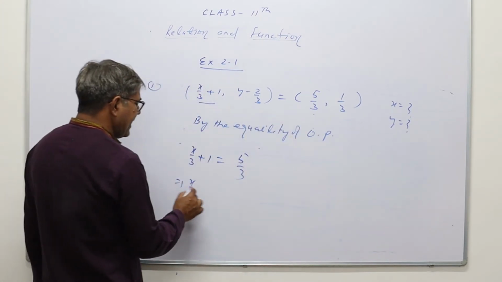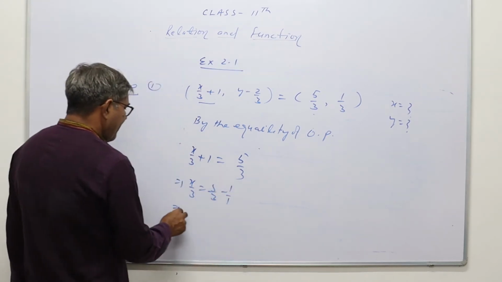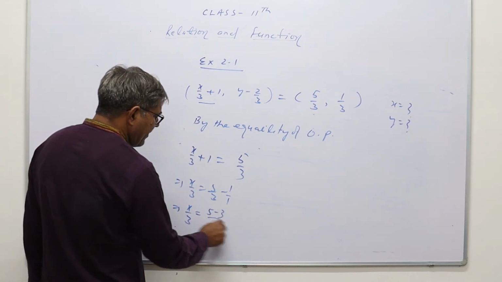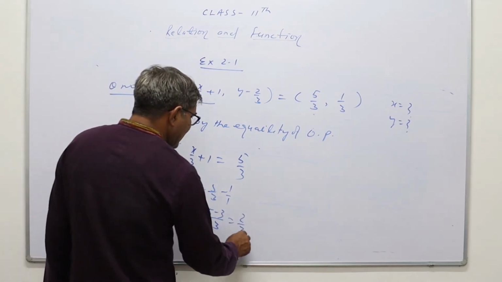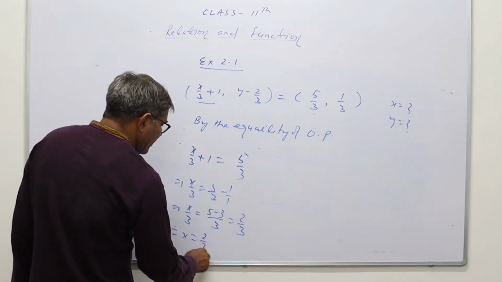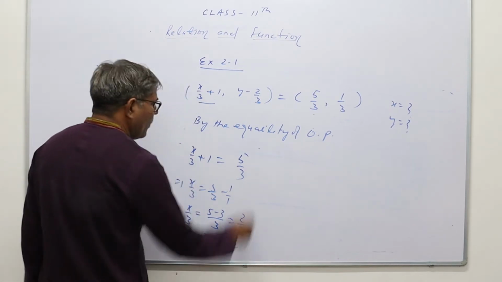implies that x/3 will be equal to 5/3 minus 1, implies that x/3 will be equal to (5 - 3)/3, that is 2/3, implies that x will be equal to 2/3 into 3. 3 से 3 cancel हो जाएगा, so x is equal to 2.